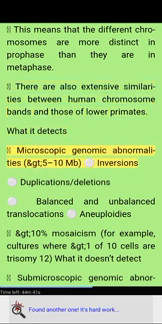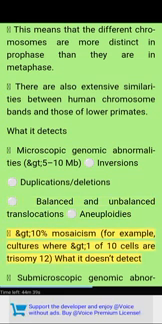What it detects: microscopic genomic abnormalities greater than 5-10 megabases, inversions, duplications, deletions, balanced and unbalanced translocations, aneuploidies, and greater than 10% mosaicism.